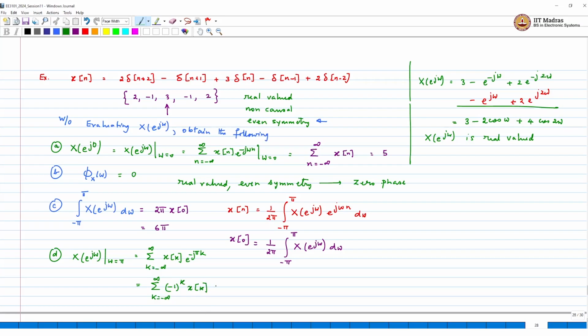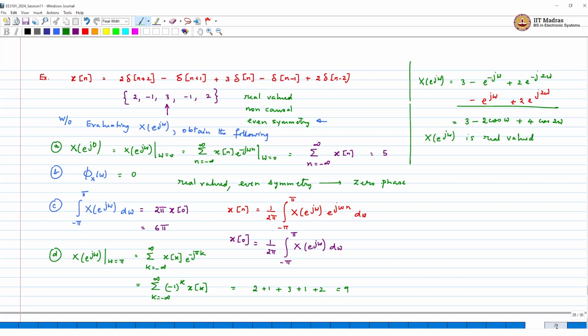Okay, so whatever is the value of k, correspondingly you get a minus or a plus. So for our sequence, it's going to be 2 times minus 1 raised to the power of minus 2. Then this one is going to be minus 1 raised to the power, again it's going to come out as plus 1. Then plus 3, plus 1, plus 2. Okay, so this is equal to 9. So this X e of j pi is equal to 9.